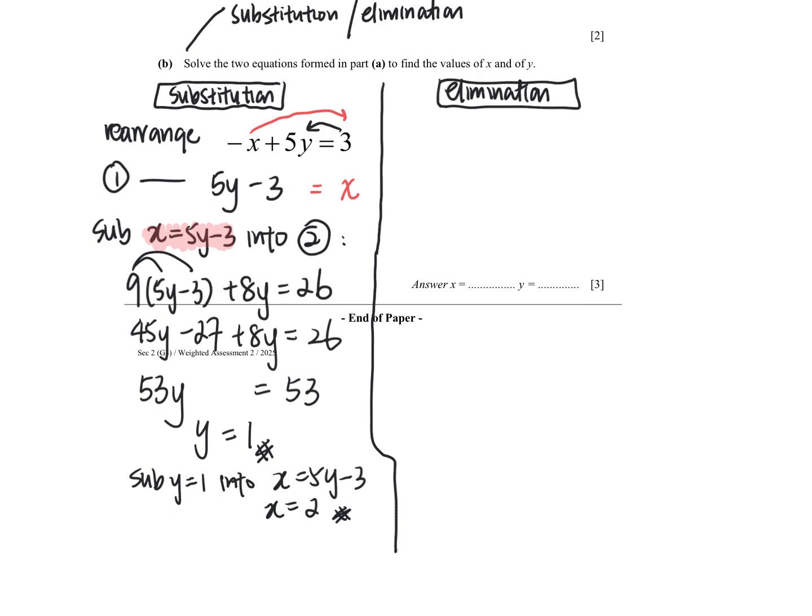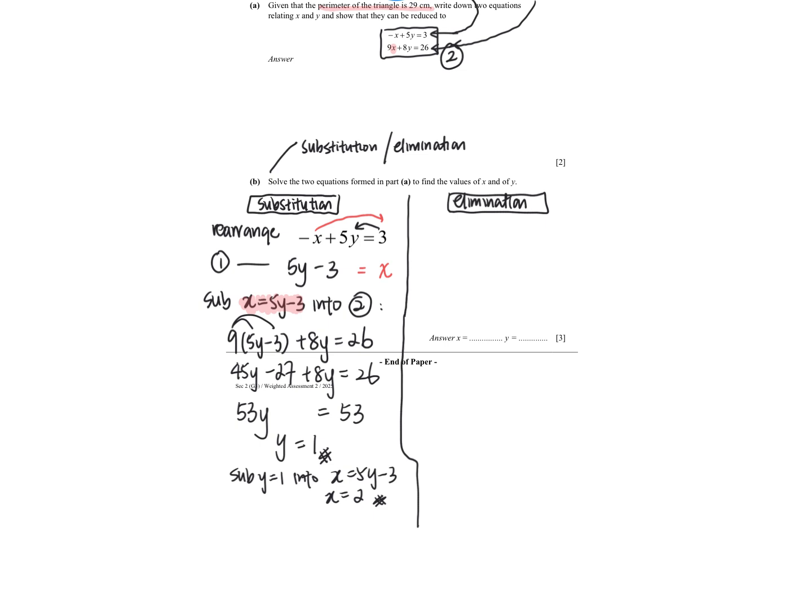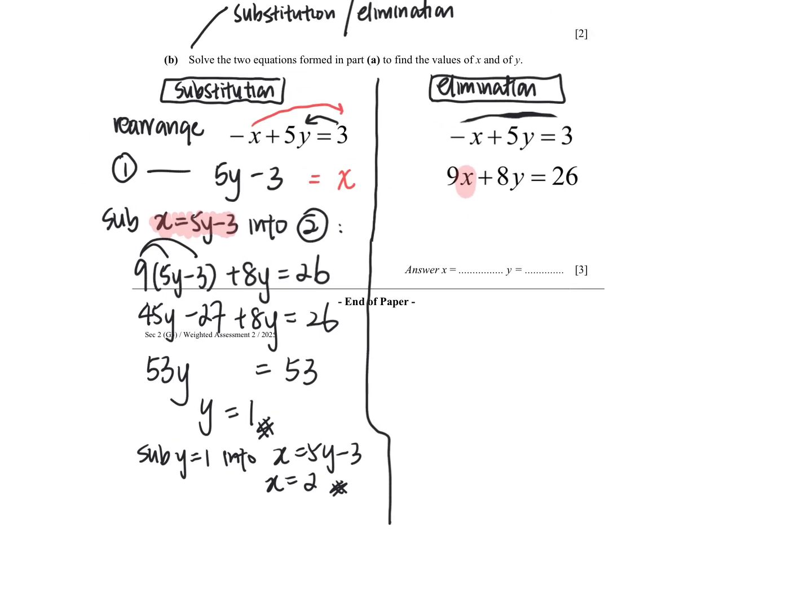Okay, next one is these two equations. I'm showing you elimination also. When I go through the next paper, I won't be so detailed already. Now it's just because I'm revising. We still have 2024, right?